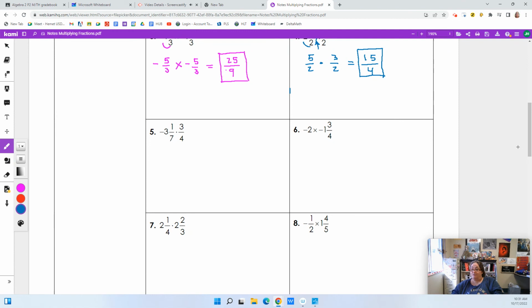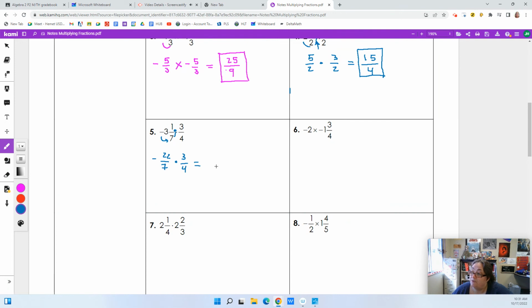So I'm seeing Daniel's got an answer in there, whether or not it's going to be positive or negative. Daniel's in there for the win too, because he's right. It's a positive times a negative, so we know we're going to have a negative answer. So the first thing we're going to do is change this into an improper fraction. 3 times 7 is 21. 21 plus 1 is 22. So we're going to have negative 22 over 7 times 3/4.